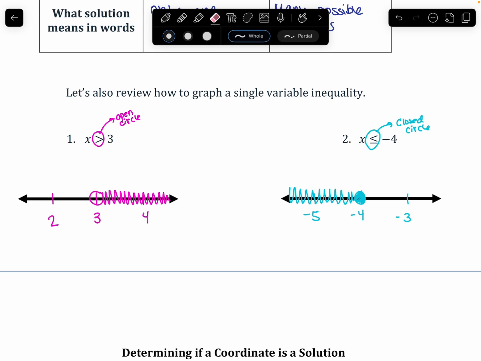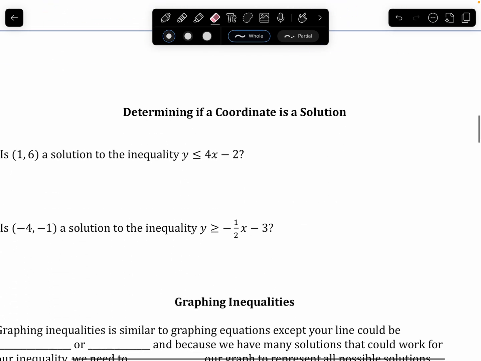And we do have to think about this whenever we graph two variable inequalities, which is what we're going to do today.